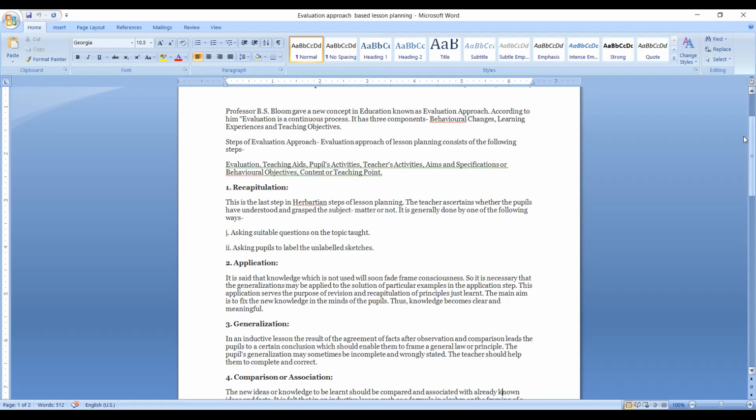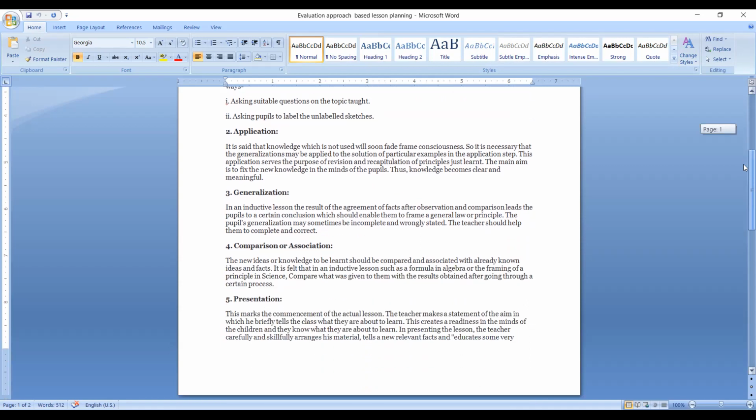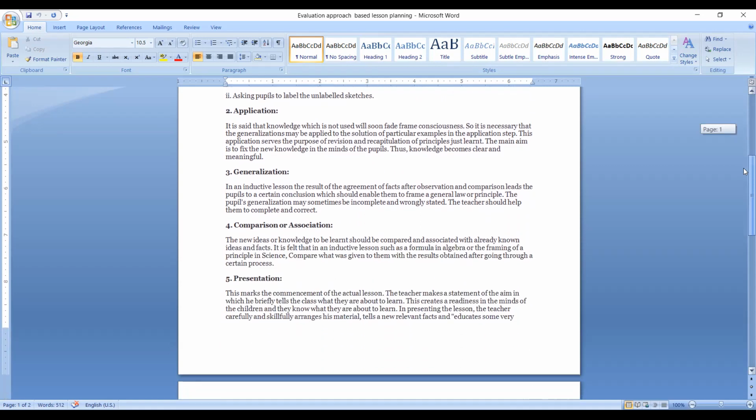This application serves the purpose of revision and recapitulation of the principles just learned. The main aim is to fix new knowledge in the minds of the pupils. Thus, knowledge becomes clear and meaningful. Now, in the second step also, we are giving some application-based work to our students, and students are learning how to use the knowledge they have just learned.